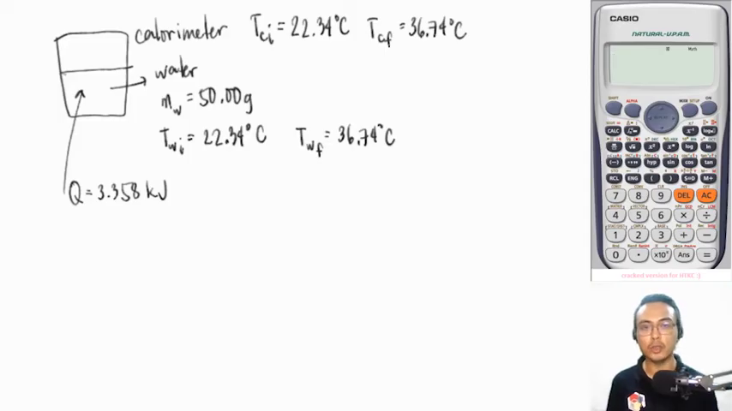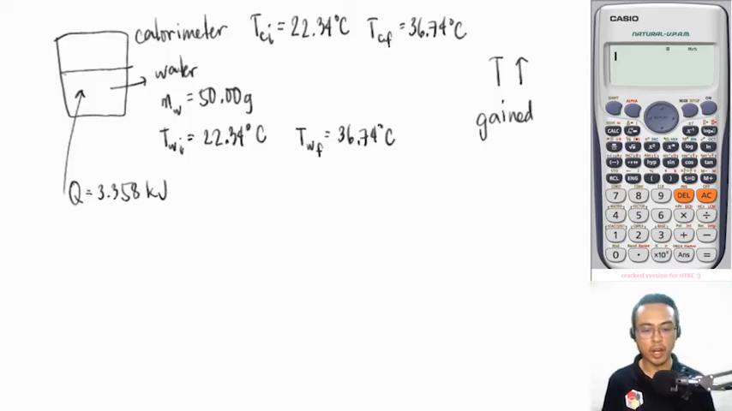And after adding heat to the system, we noticed that the temperature of the water and the temperature of the calorimeter rose to 36.74 degrees Celsius. So the temperature of water and the calorimeter increased, meaning that they gained energy. And if we will be asking how much energy did they gain, the water and the calorimeter combined gained 3.358 kilojoules of energy because as stated by the first law of thermodynamics, energy should always be conserved. So we are only introducing 3.358 kilojoules of energy. Therefore, the water and the calorimeter can only absorb 3.358 kilojoules of energy.